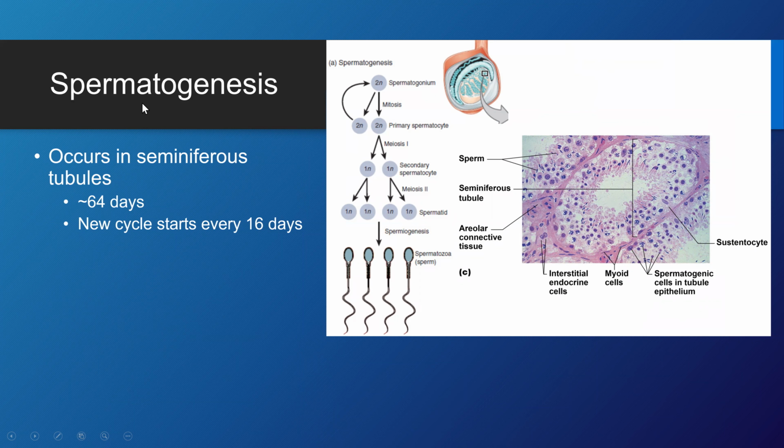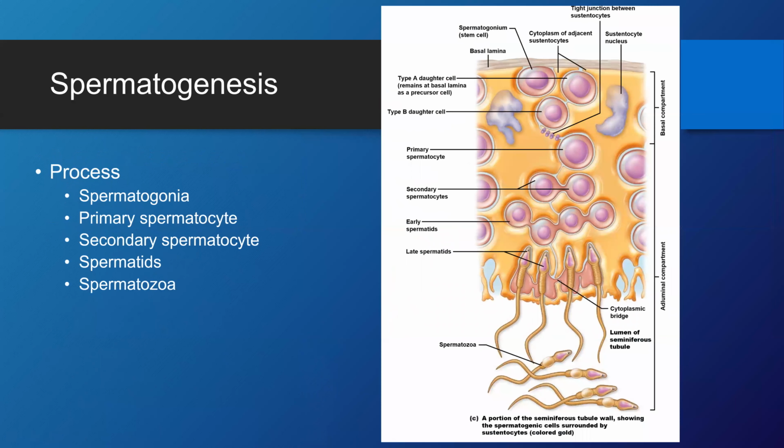Spermatogenesis is formation of sperm, occurs in seminiferous tubules, takes about 64 days, and a new cycle starts every 16 days. So really, males produce sperm through their whole life pretty much, and every 16 days, a new cycle begins.